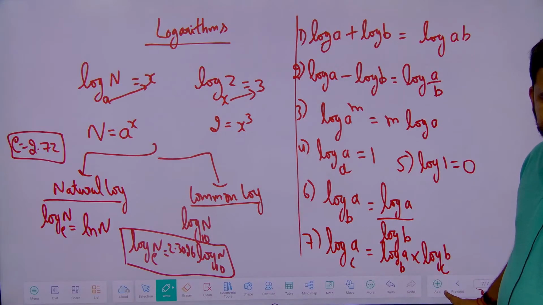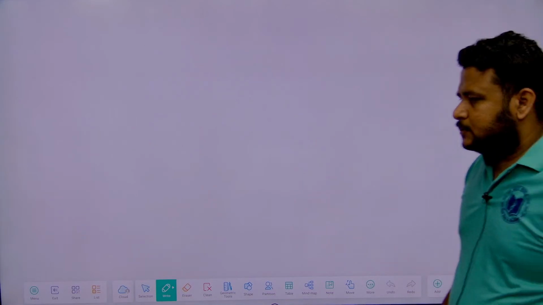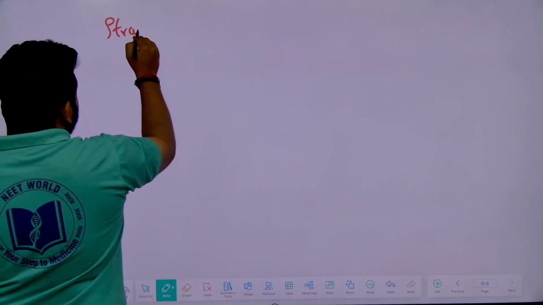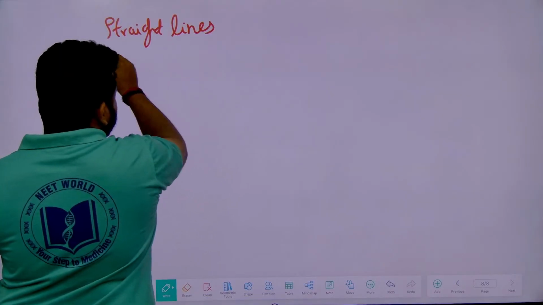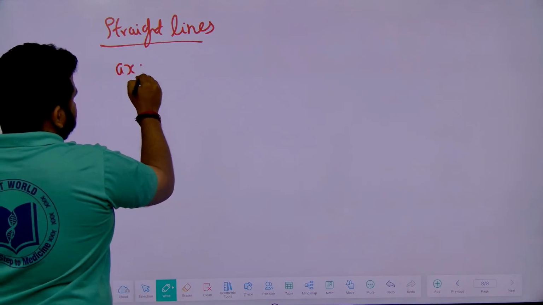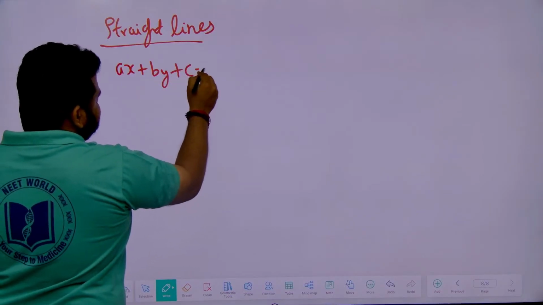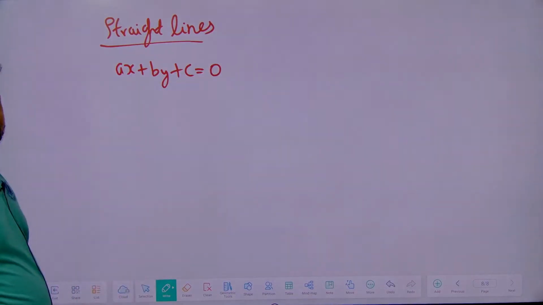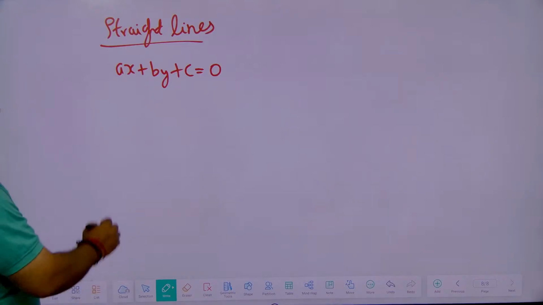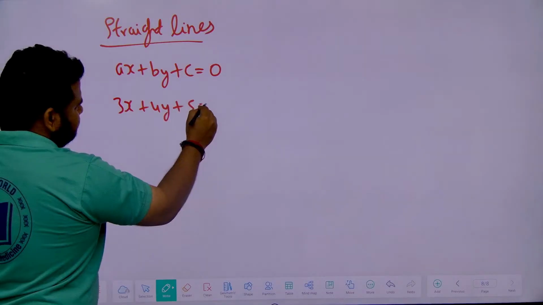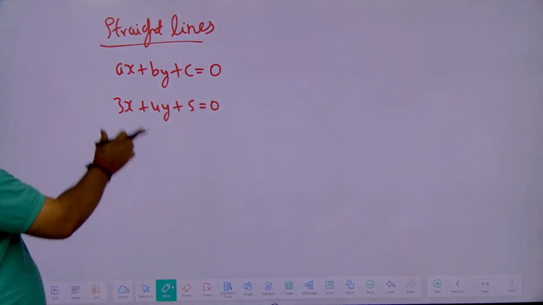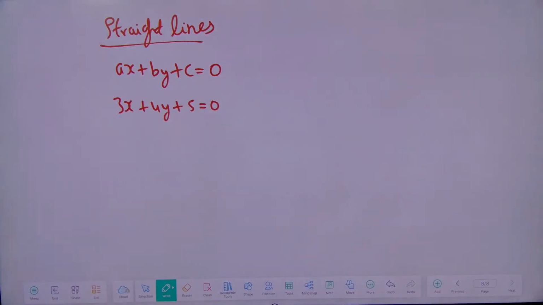Okay, next we will learn straight lines, very important. The standard equation of a straight line is given by ax plus by plus c is equal to 0. For this, let us take an example: 3x plus 4y plus 5 is equal to 0. This is the standard equation of a straight line.